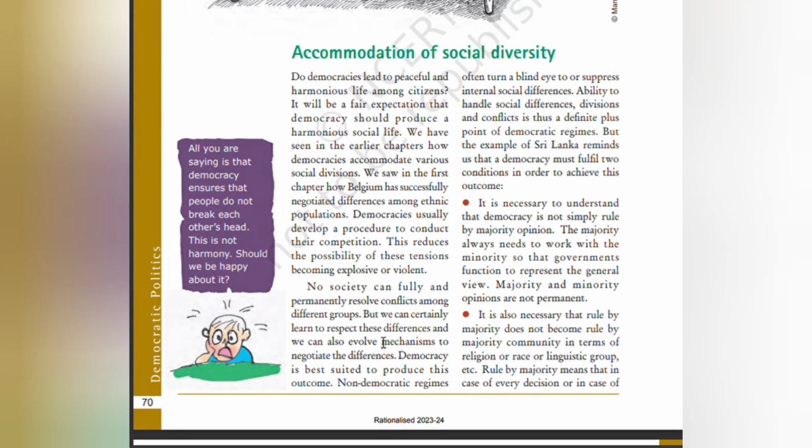No society can fully and permanently resolve conflicts among different groups, but we can certainly learn to respect these differences, and we can also evolve mechanisms to negotiate the differences. Democracy is best suited to produce this outcome. Non-democratic regimes often turn a blind eye to or suppress internal social differences. Ability to handle social differences, divisions and conflicts is thus a definite plus point of democratic regimes. But the example of Sri Lanka reminds us that a democracy must fulfill two conditions in order to achieve this outcome.